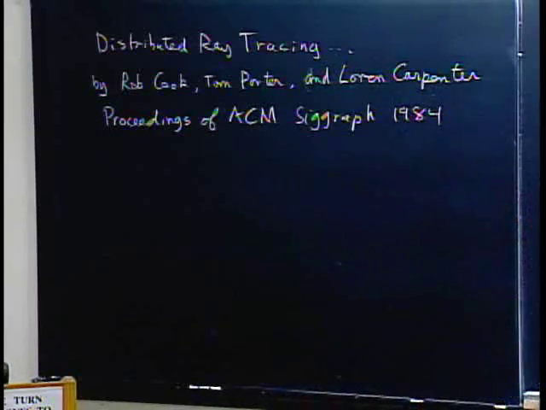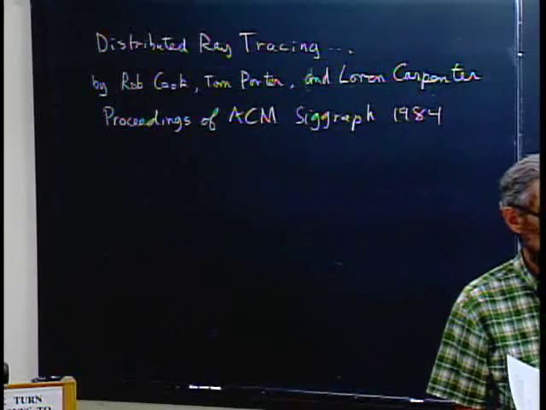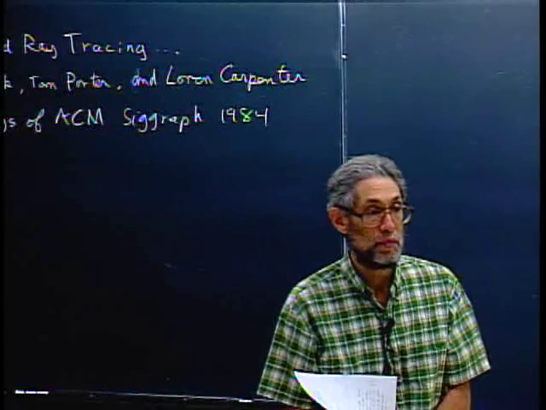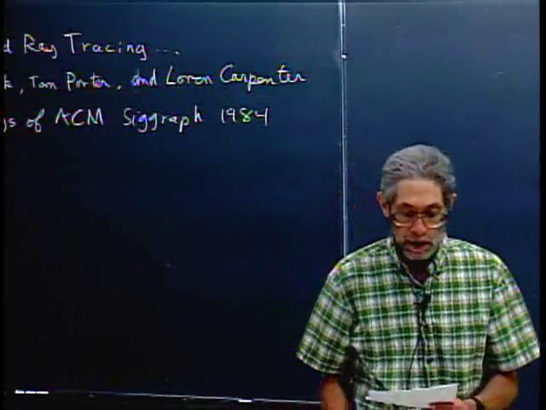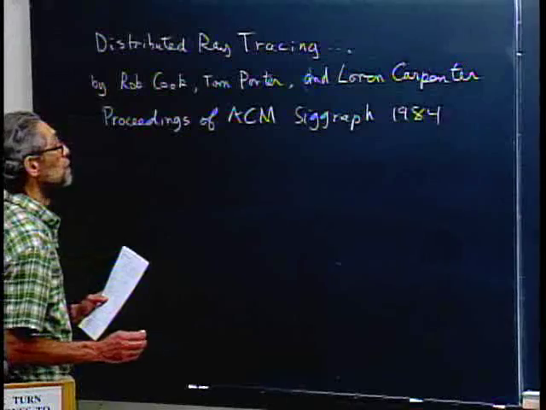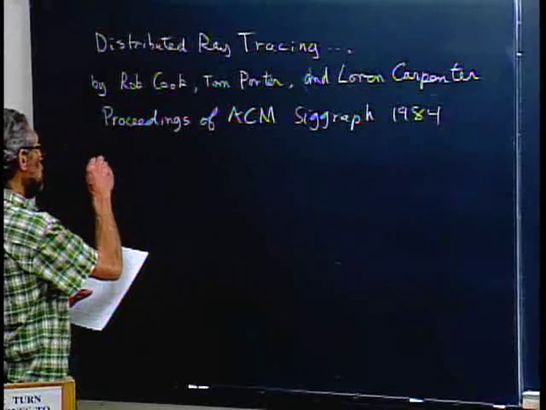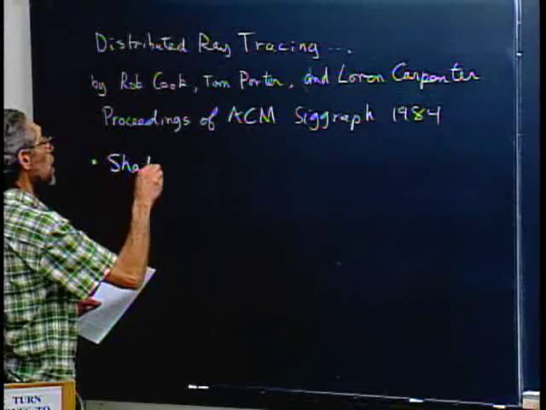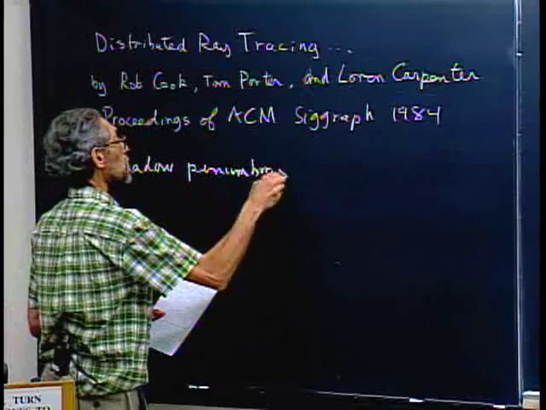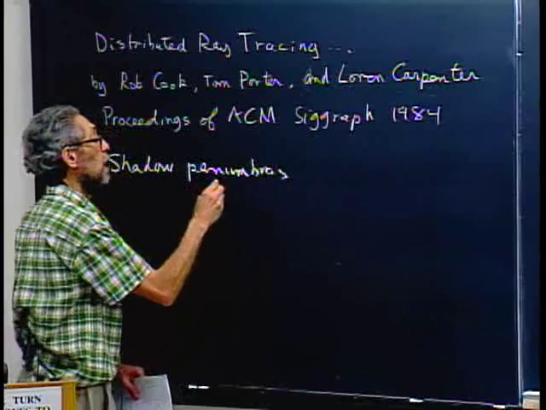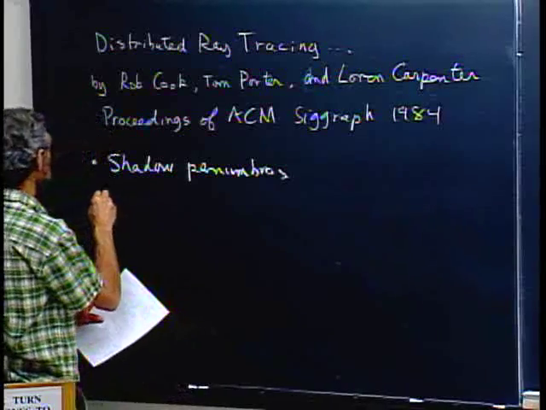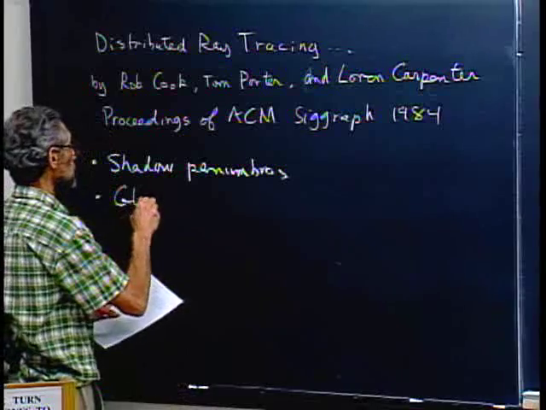So what they did is they used the concept of Monte Carlo sampling that we were talking about the last couple times to get a lot of special effects that hadn't been done before, or at least hadn't been done very efficiently. So one was shadow penumbras. That means the partial occlusion of the light source that gives you soft shadows for direct lighting. Another is glossy reflections.